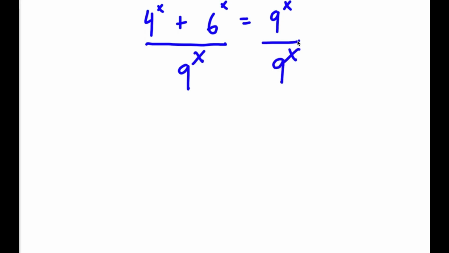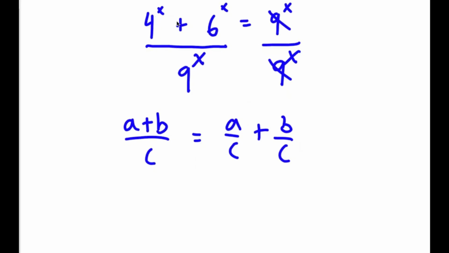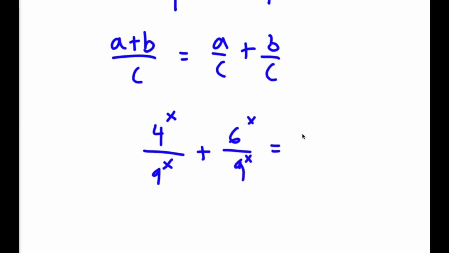So now by doing that, these two cancel out, and now if I have something in the form (a plus b) over c, this is equal to a over c plus b over c. So right here we have 4 to the power of x plus 6 to the power of x over 9 to the power of x, and that would equal 4 to the power of x over 9 to the power of x plus 6 to the power of x over 9 to the power of x. And this is equal to 1.